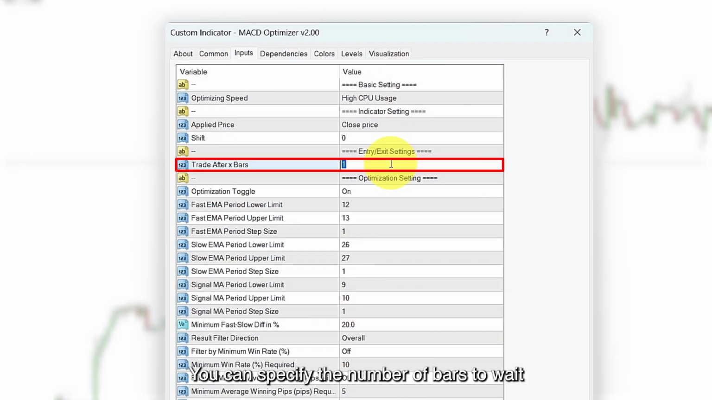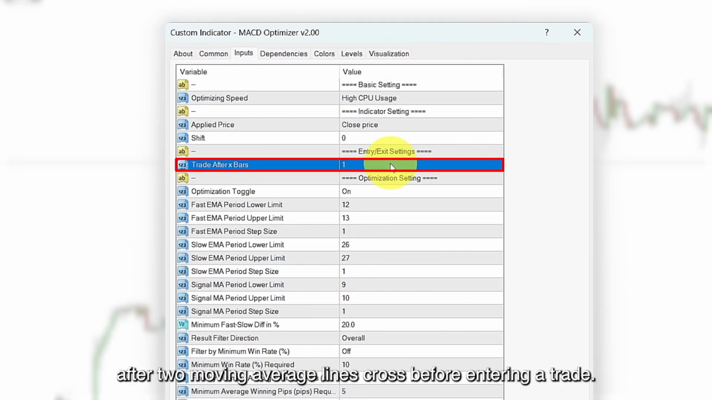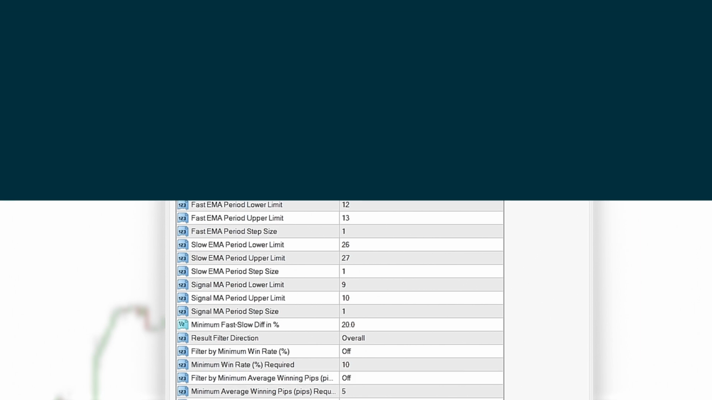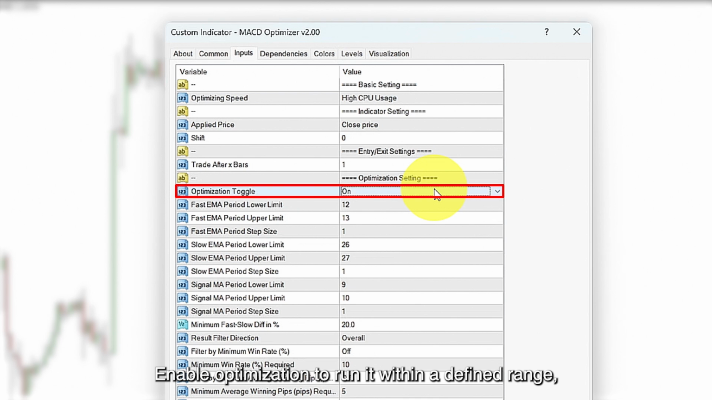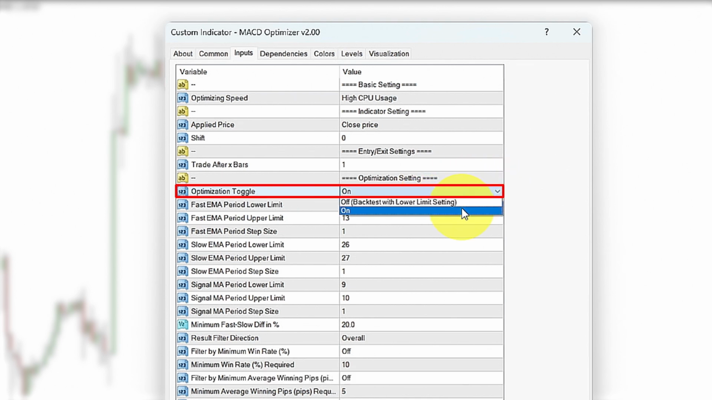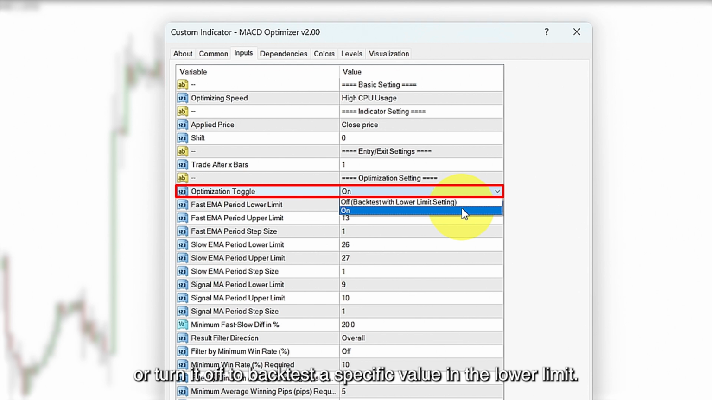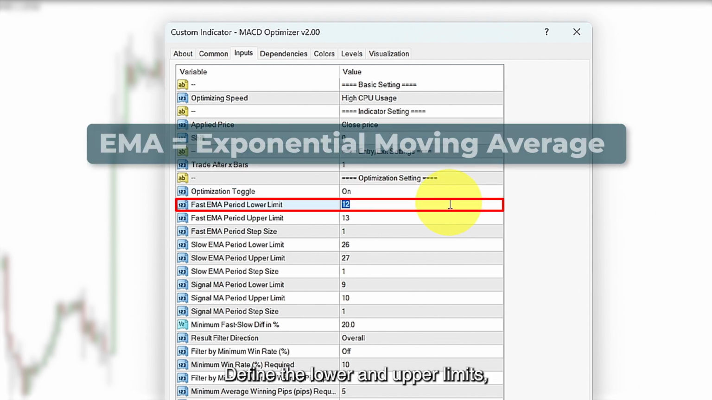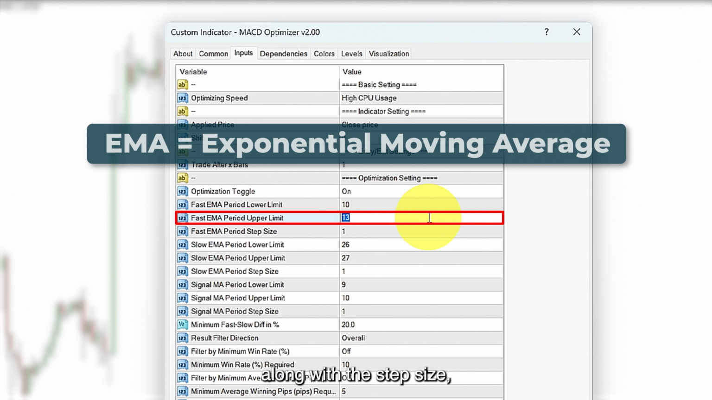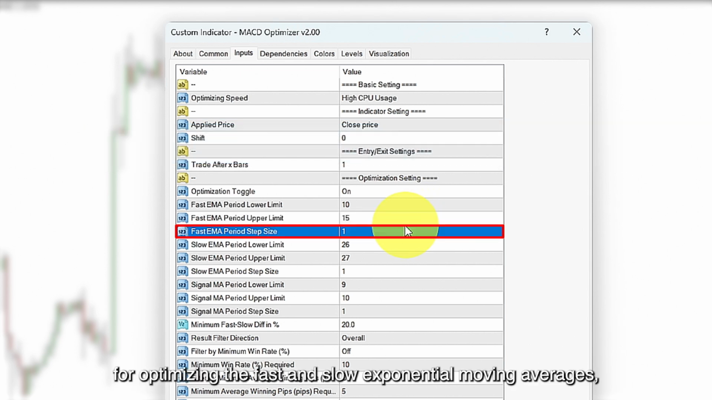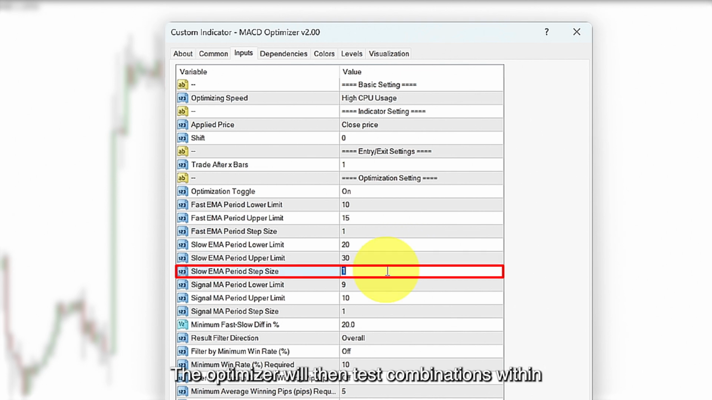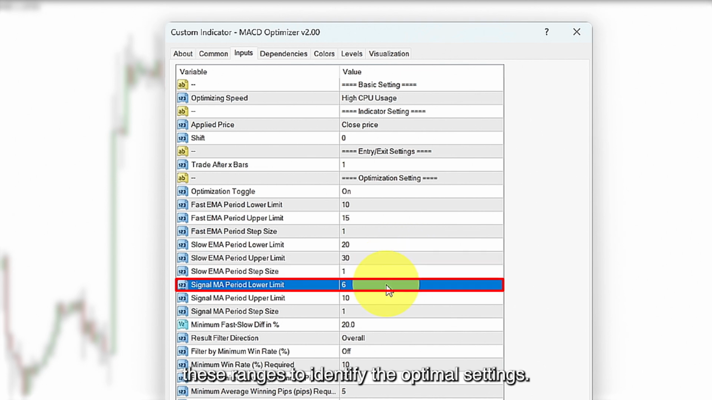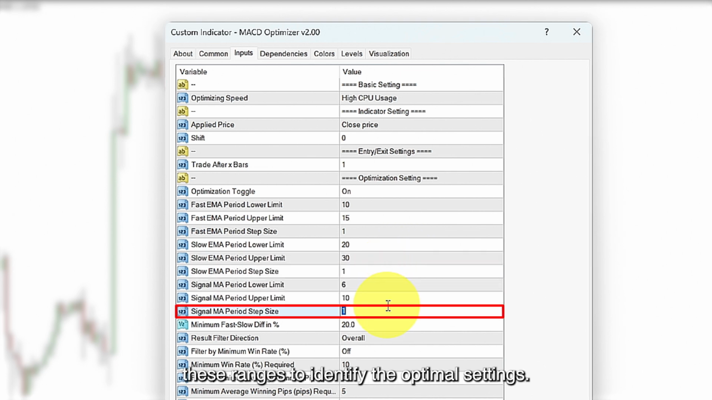You can specify the number of bars to wait after two moving average lines cross before entering a trade. Enable optimization to run it within a defined range, from the lower limit to the upper limit, or turn it off to backtest a specific value in the lower limit. Define the lower and upper limits, along with the step size, for optimizing the fast and slow exponential moving averages, as well as the signal line. The optimizer will then test combinations within these ranges to identify the optimal settings.